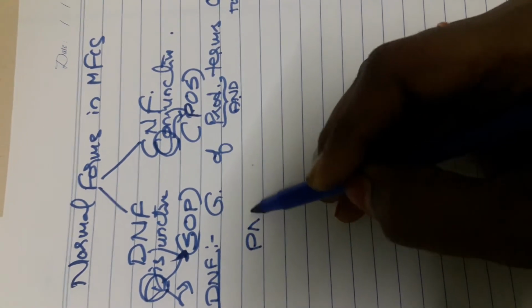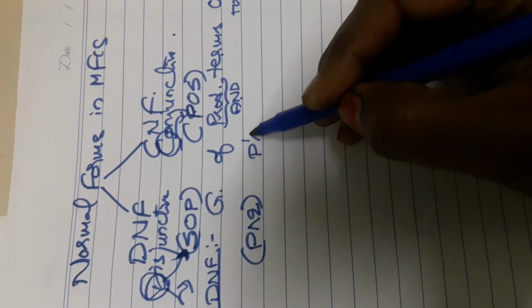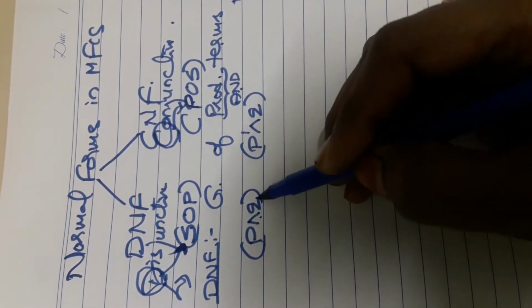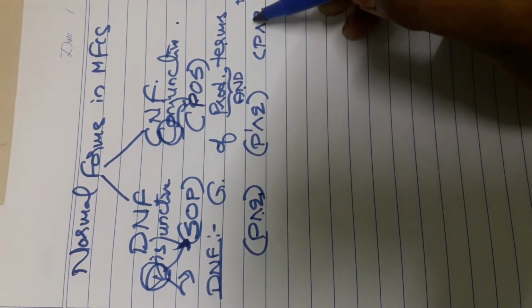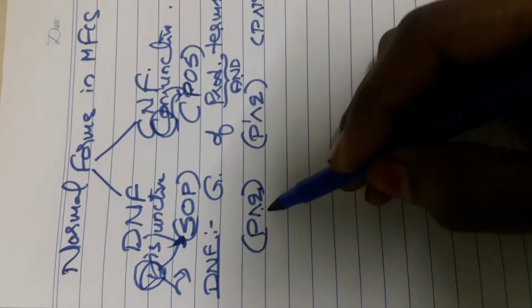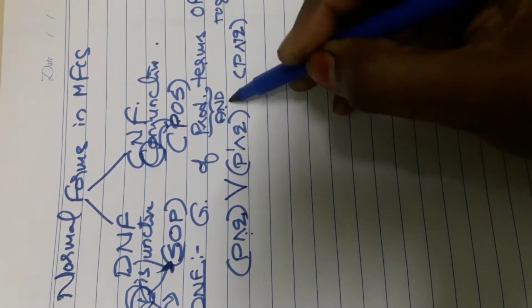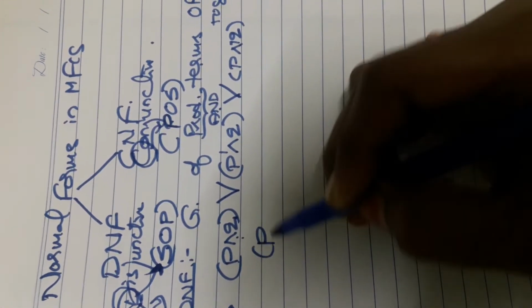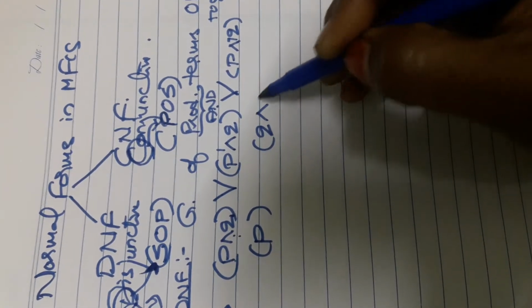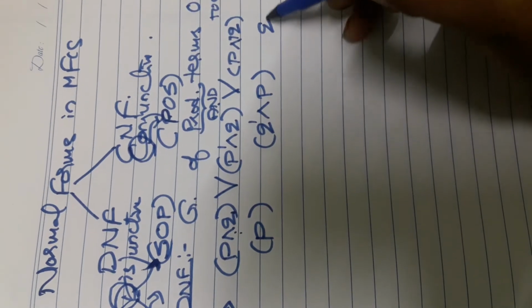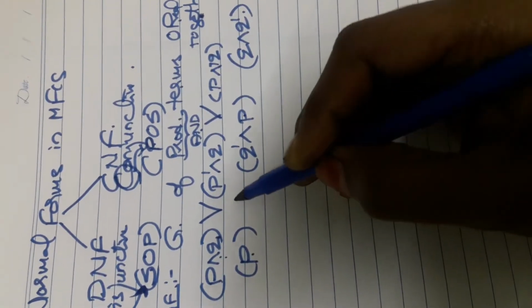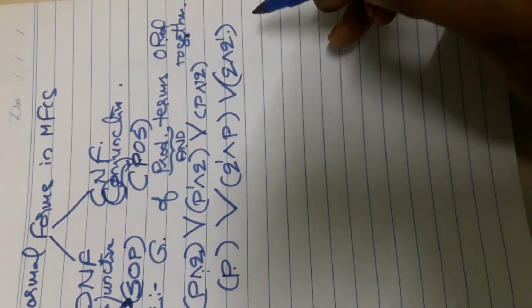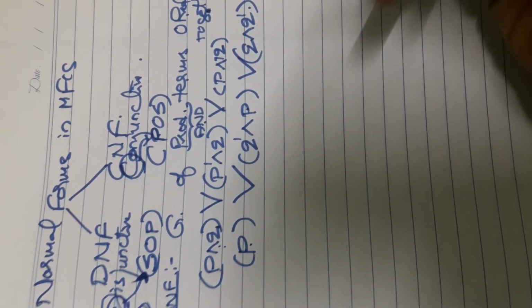For example, these are all different AND terms: P and Q, P bar and Q, P and Q bar, or negation Q also you can say, no problem. These AND terms are together, so you can say that is a DNF. This is one term, this is one term, and this is one term. These are all AND terms together, so that is a disjunctive normal form.